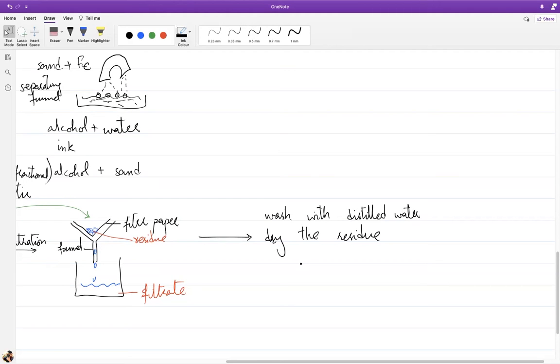How many ways of drying it? You can dry it in folds of filter paper. You can dry it in an oven. You can dry it in sunlight.